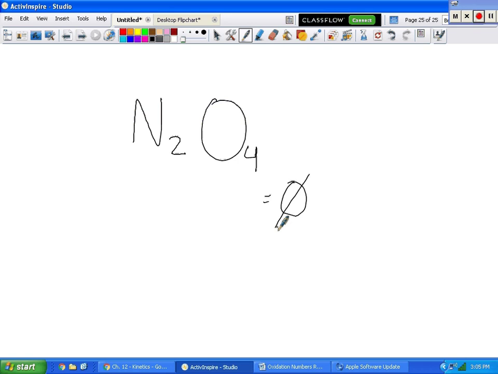Number 5. Oxygen usually. Do I need that one? Yes. Okay. It's not one of our exceptions. It's not peroxide, and it's not with fluorine. So oxygen's oxidation number in this case is what? Negative 2. And then the last rule is hydrogen. Well, what's the problem? Nitrogen doesn't have one. I've got to figure out what nitrogen's number is. Well, let's just start our math. You got it? All right.